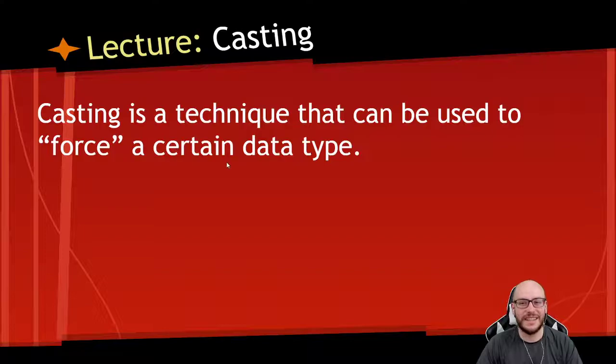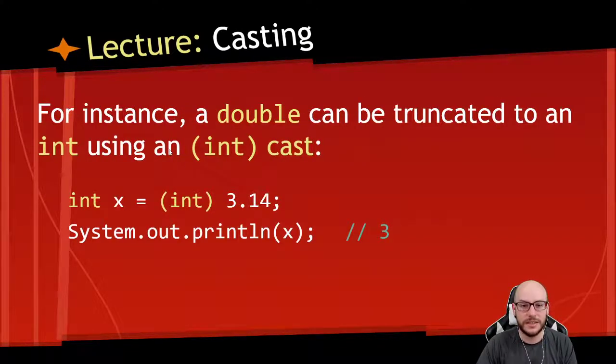Casting is a technique that can be used to force a certain data type. For instance, a double can be truncated to an int using an integer cast. So I want you to think about this one for a moment. I'm going to plug it into IntelliJ in just a second. But 3.14, this is a double. We're trying to take this double and save it into an integer. Well, you can't do that.